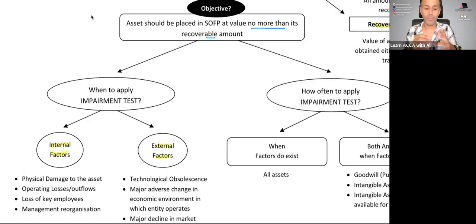loss will come in when there are some issues going on within the business, like physical damage to an asset, operating losses, loss of key employees, management reorganization. So there's a lot of mess inside that leads my assets to be impaired. External factors like technological obsolescence. The technology changes rapidly.